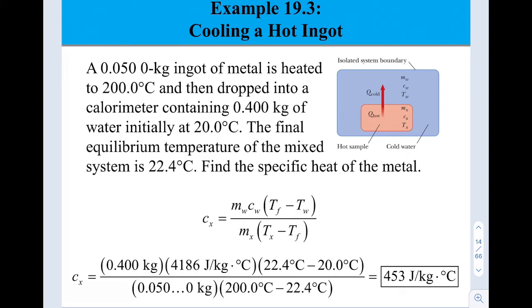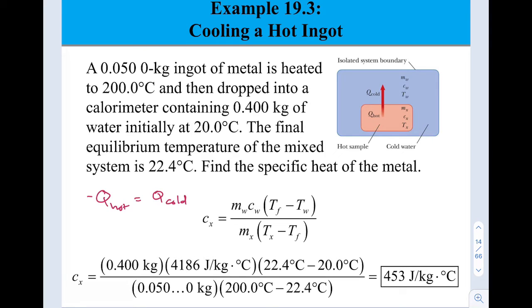Example 19.3. A 0.05 kilogram ingot of metal is heated to 200 degrees Celsius and then dropped into a calorimeter containing 0.4 kilogram of water initially at 20 degrees Celsius. The final equilibrium temperature of the mixed system is 22.4 degrees Celsius. Find the specific heat of the metal. So we are using negative of Q hot equivalent to Q cold. Rearrange the equation again, and then you will have your C, our interest.